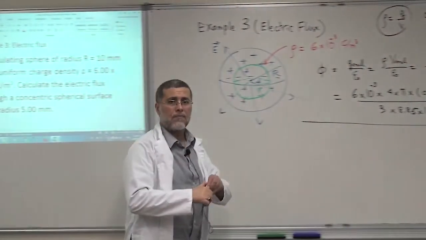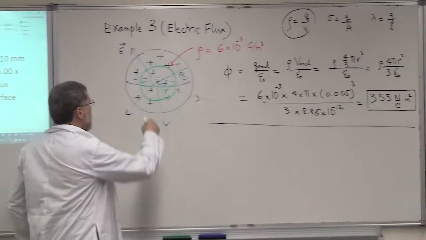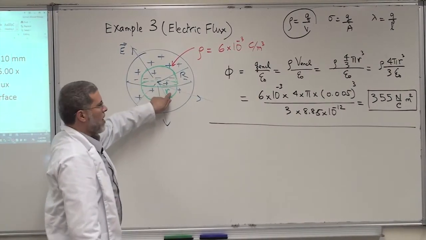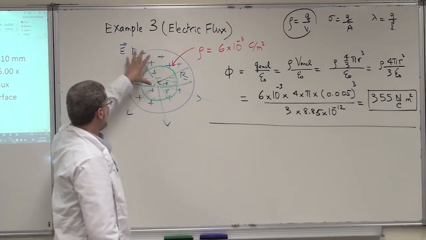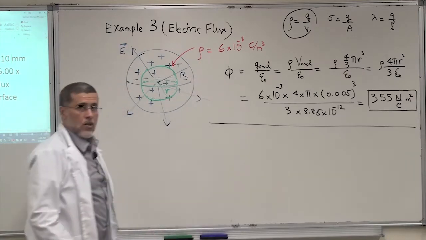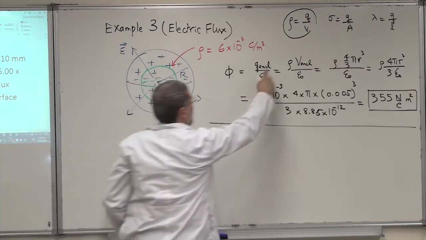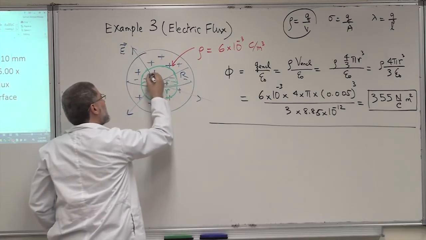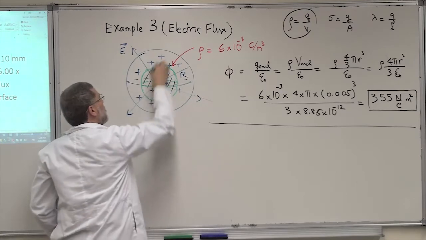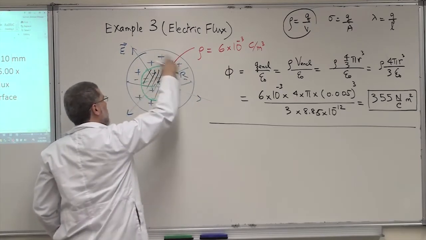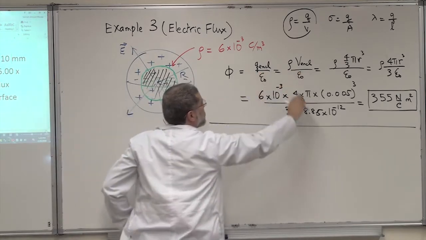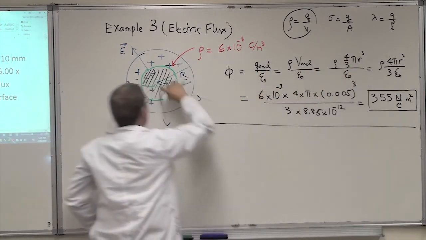I'm going to repeat again. If he's asking about the flux through this spherical surface of radius r, 5 millimeter, it is inside the sphere of charge density. So we take only, remember, Q enclosed, only the charge which is enclosed inside this surface here. We don't take the charge outside. We take only the charge enclosed, which is V enclosed, which is 4 over 3 pi r cubed. r is the small radius.